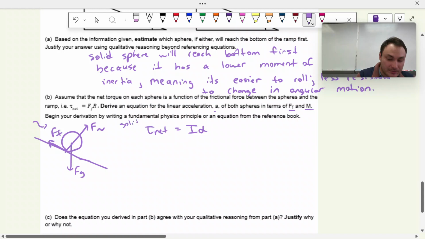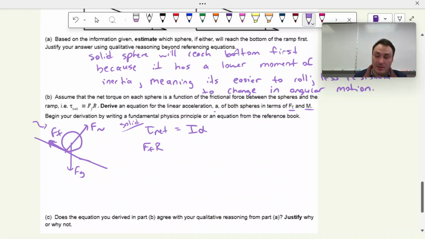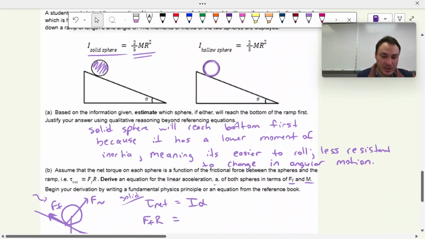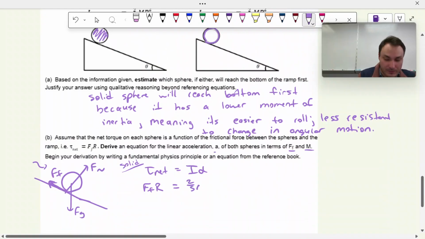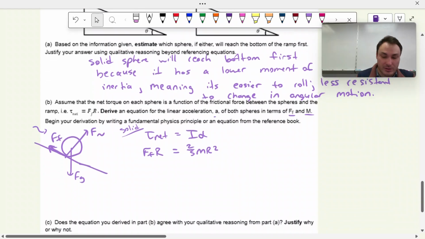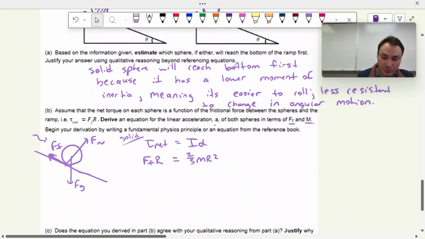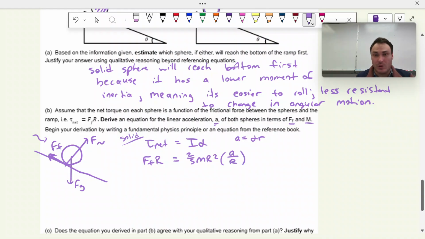For the solid sphere, the net torque is just the force of friction times its radius. It's this force that's causing the torque. The moment of inertia of the solid sphere is 2/5 mr squared. And then the angular acceleration for the solid sphere. We're solving for linear acceleration, so I'm once again going to use this connection, and I'm going to plug in A over R for alpha.